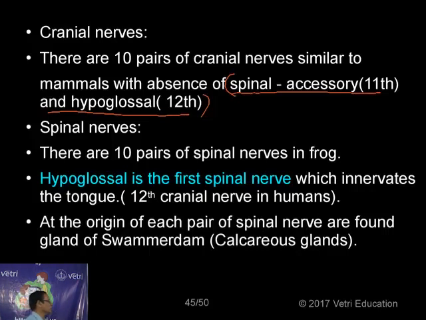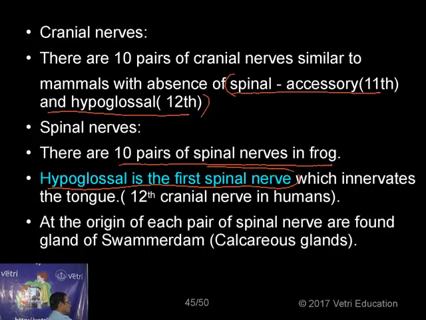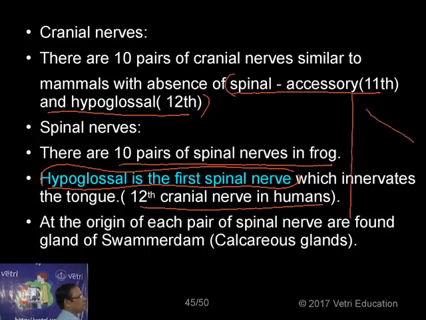Now, spinal nerves, as I mentioned, there are 10 pairs in frog. The first spinal nerve is called hypoglossal, which is the 12th cranial nerve in man. In humans, the 12th cranial nerve is called hypoglossal, but the same nerve is called the 10th spinal nerve in the case of frog. The spinal nerves arise on either side, actually 10 pairs.